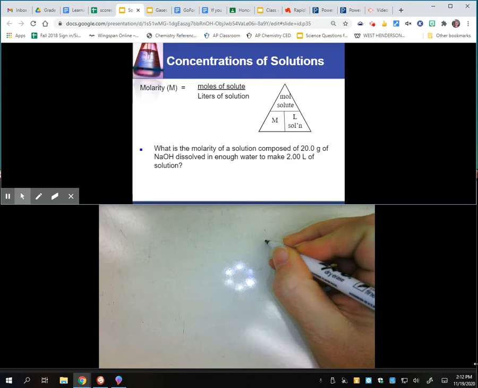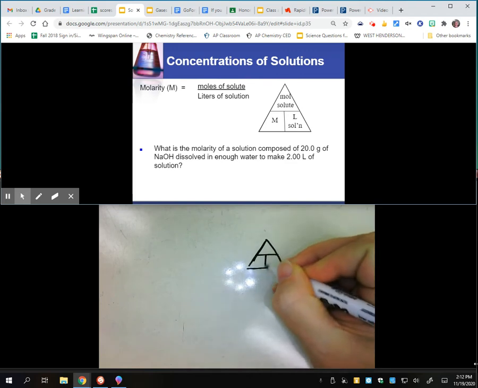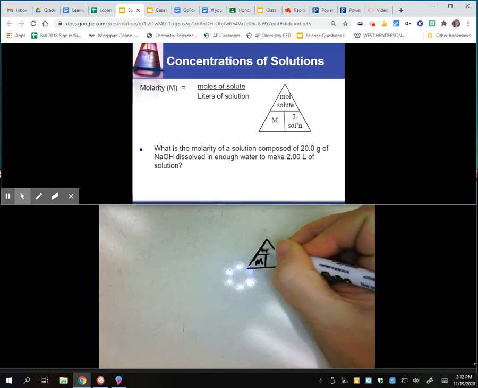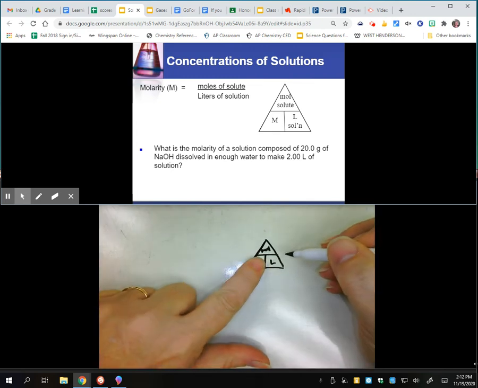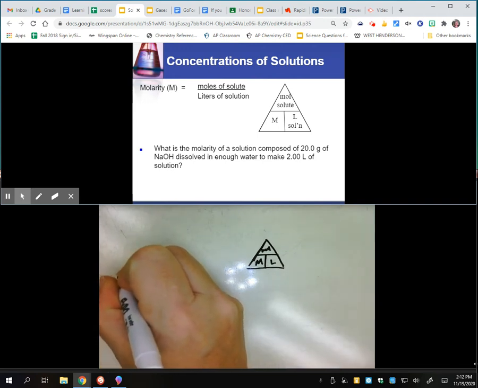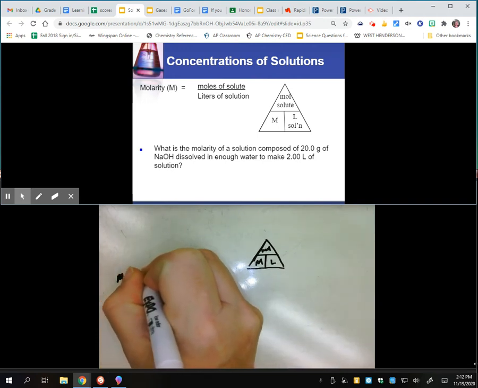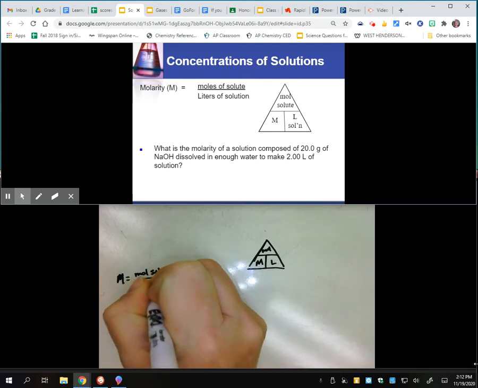So if we start with the little triangle trick, just to remind you on how that works out, we have M, these are our moles of solute, and these are our liters of solution. So in this case, we're looking for our molarity, so it's moles divided by liters. Molarity equals moles of my solute divided by liters of solution.